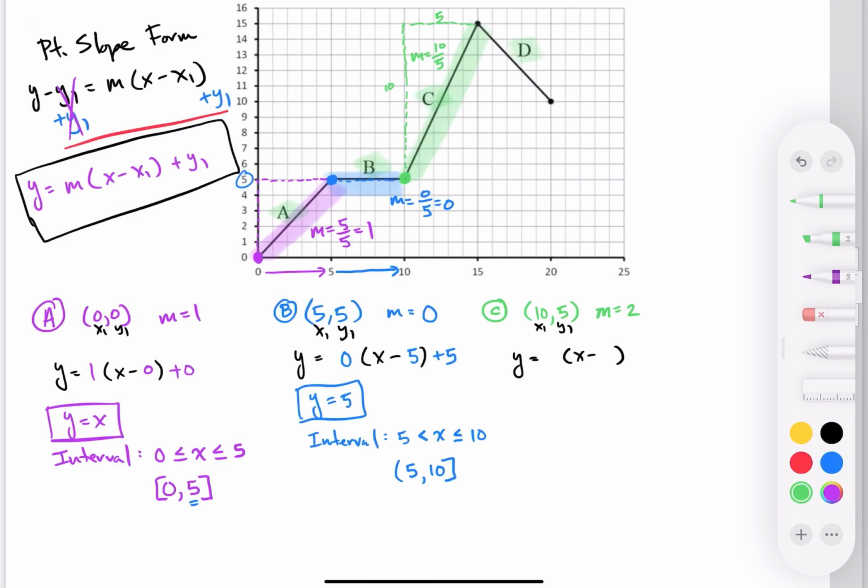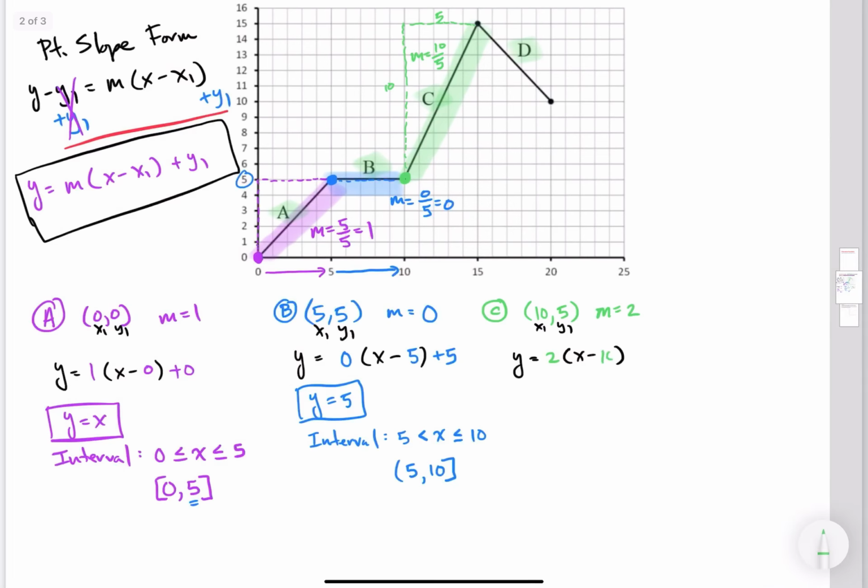So the slope is 2. The x is 10, and then our y1 is 5, so plus 5. Now there's our equation. We could just leave it like that. There's nothing I need to do here. If you want to convert it into slope-intercept form, you're more than welcome to, but we're just going to leave it in point-slope form. It's a lot easier.